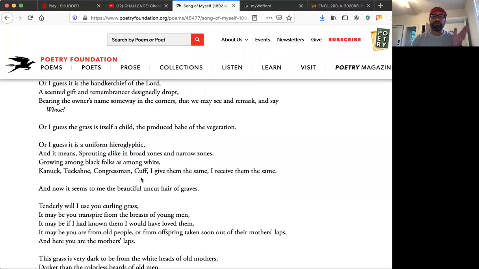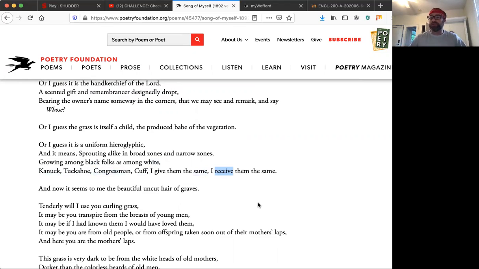And he says that what it means is that the grass sprouts alike in broad and narrow zones among black folks and white, and then Canuck, Tuckahoo, both tribes, congressman and cuff, these are people. And he said, I give them the same and I receive them the same. So in other words, if we read grass, what grass says is that I am everywhere, right? I grow everywhere inside of this space, and I connect people regardless of race or job or personality. And in the end, I'll take them all in, right?